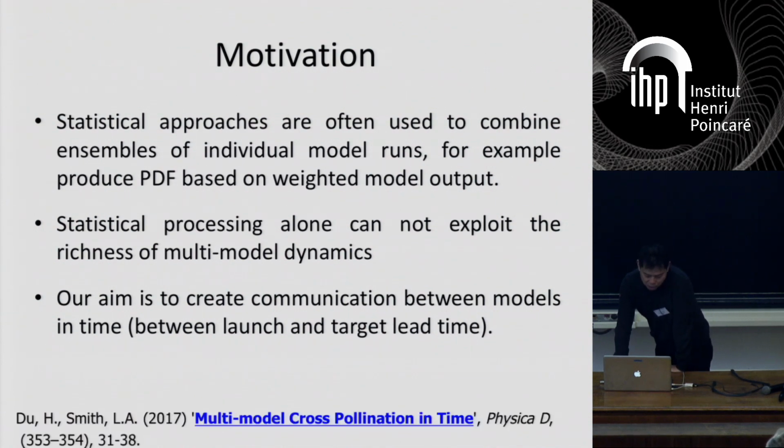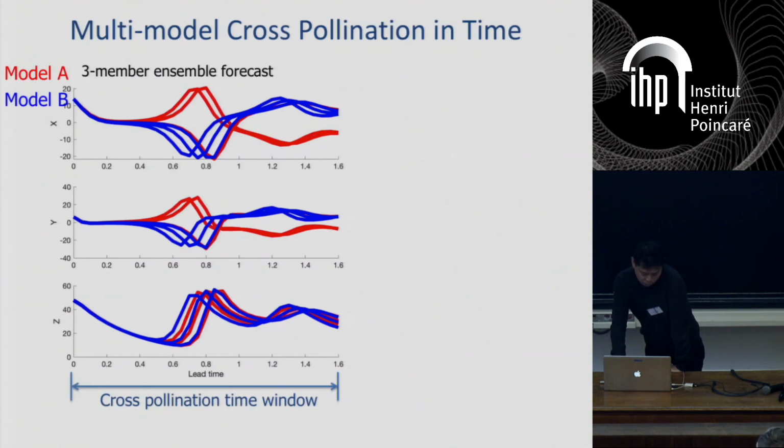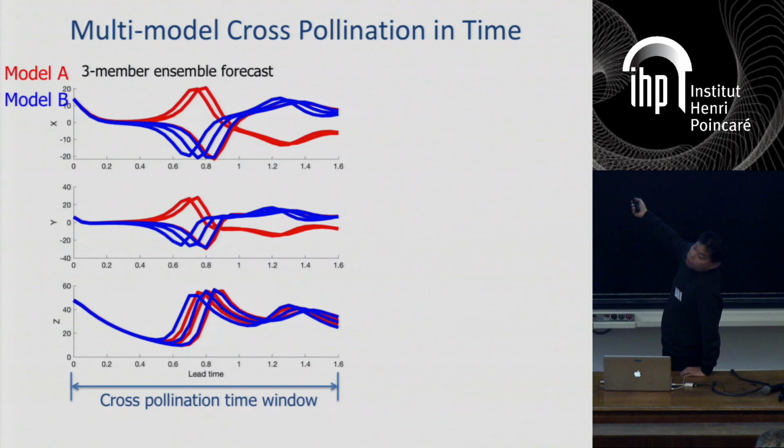Okay, so we published a paper called Multi-Model Cross-Pollination in Time in 2017. Here we just want to show this in a few examples, right? For simple demonstration, let's go back to the Lorenz 63 with these two models. Let's say this is the cross-pollination time window. We start at time 0 and move to 1.6 time units, right?